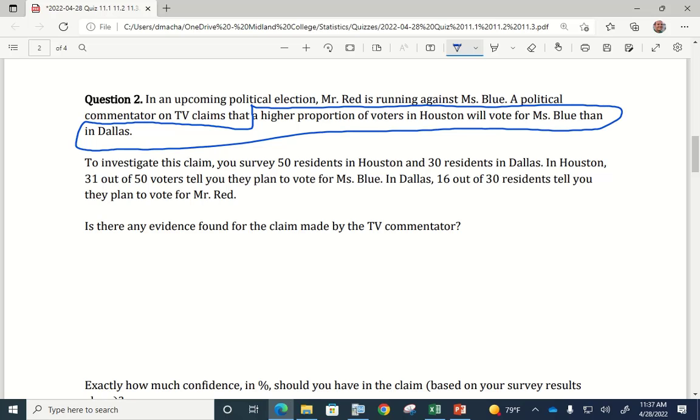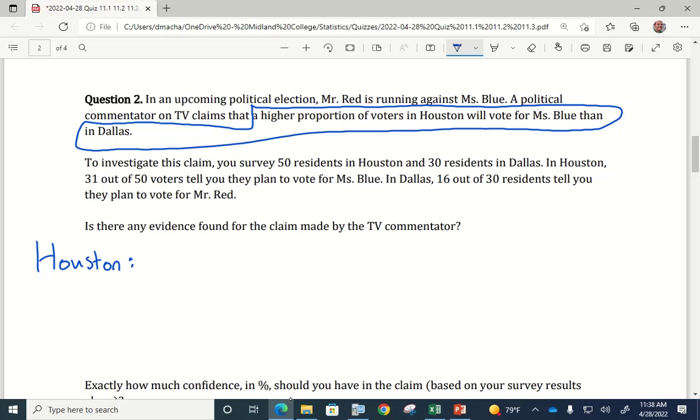So in both Houston and Dallas, some voters are going to vote for Mr. Red, some voters are going to vote for Miss Blue. We're going to talk about the proportion of voters that vote for Miss Blue in both Houston and Dallas. And the TV commentator is making the claim that that proportion is going to be higher in Houston. So let me just write this out in a way that makes sense to me.